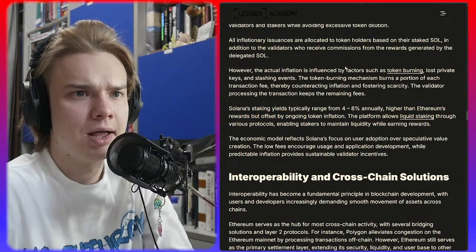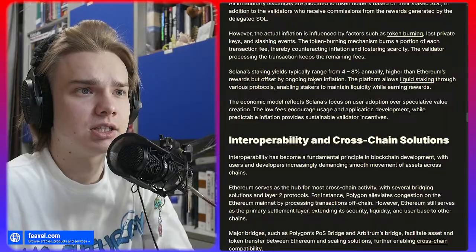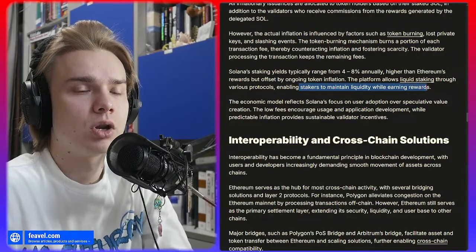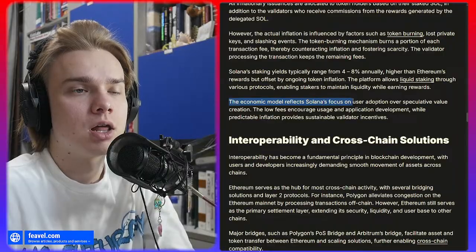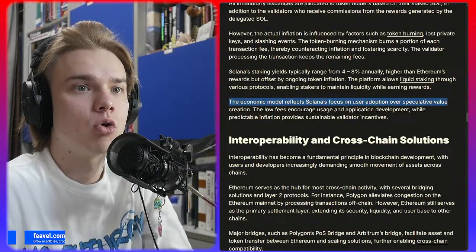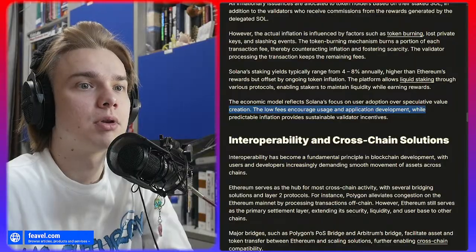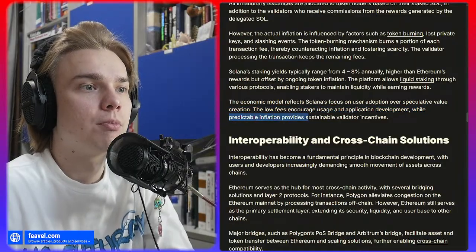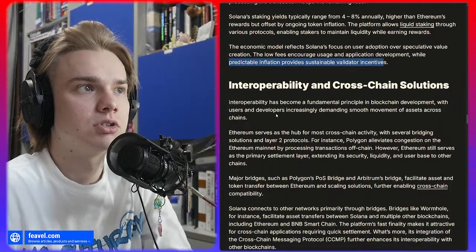The platform allows liquid staking through various protocols, enabling stakers to maintain liquidity while earning rewards. The economic model reflects Solana's focus on user adoption over speculative value creation. The low fees encourage usage and application development, while predictable inflation provides sustainable validator incentives.